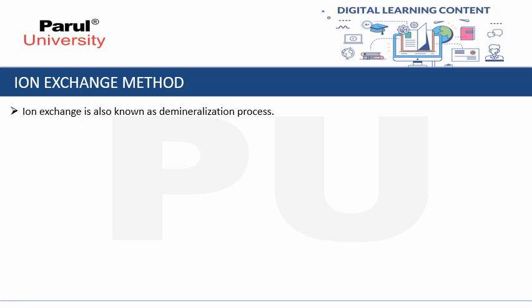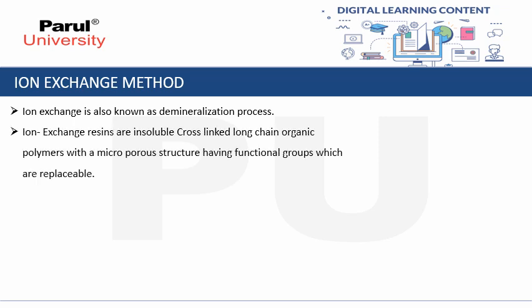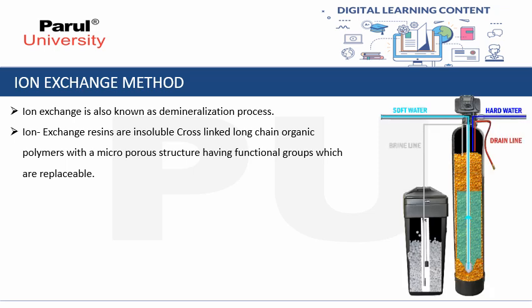Ion exchange method. Ion exchange is also known as the demineralization process. Ion exchange resins are insoluble, cross-linked, long-chain organic polymers with a microporous structure, having functional groups which are replaceable. For example, as shown in the animation here, the hard water is fed into this zeolite or resin, and the soft water, after passing through it, goes out through this pipe. Here a brine solution is used to regenerate the zeolite, permutit or resin.